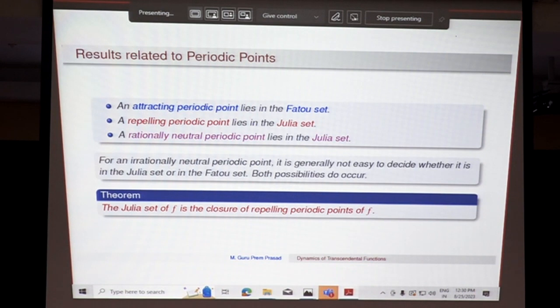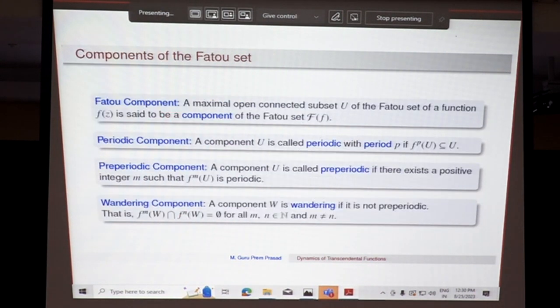So now come to the Fatou set, which is the set of normality or set of stable points. These form an open set. Taking a maximal open connected subset of it is called a component or Fatou component. A Fatou component U is periodic if there is a p such that f^p of U is contained in U. Similarly, we define pre-periodic, and sometimes it may happen that it never becomes periodic. Such a component we call wandering if it is not pre-periodic, that is, f^m of W intersection f^n of W is empty for any natural numbers m not equal to n.